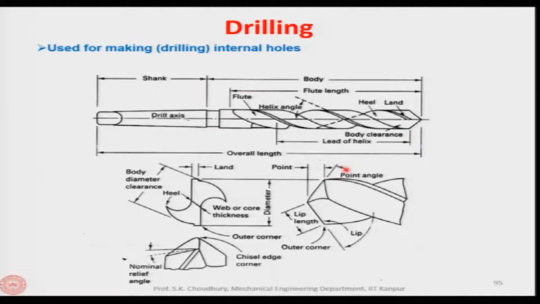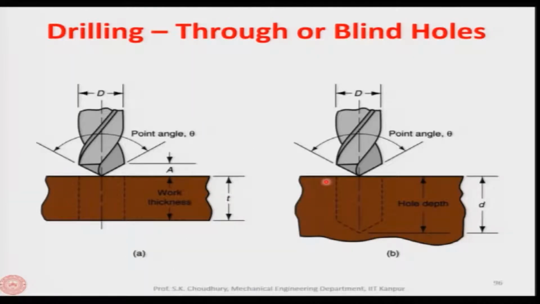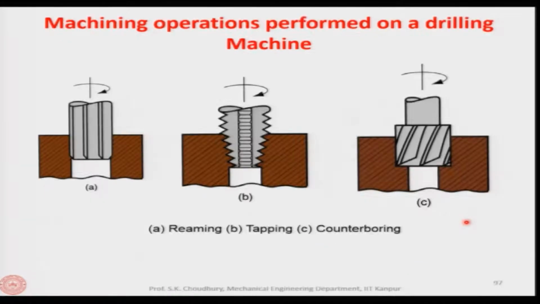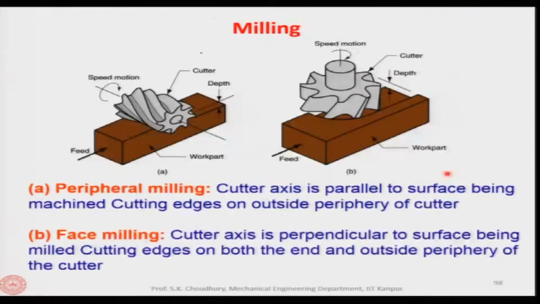and you remember I told you about the point angle, this is the point angle, between the two lips. This is how the drilling is made. This is either a through hole, or it is a blind hole, it does not go up to the full depth. This is the machining operation, which is the reaming, tapping, counter boring, just have a glimpse of it.